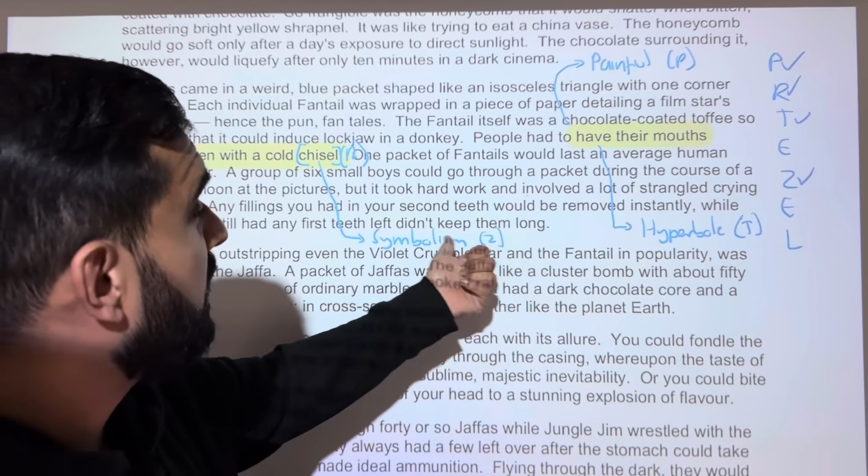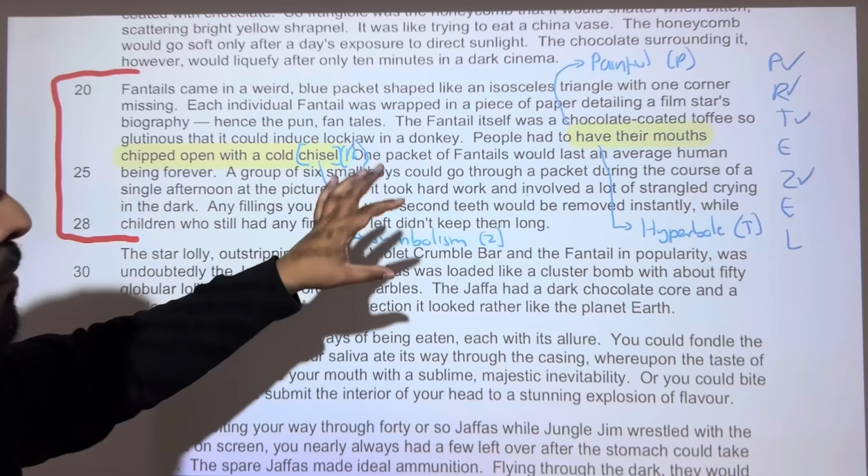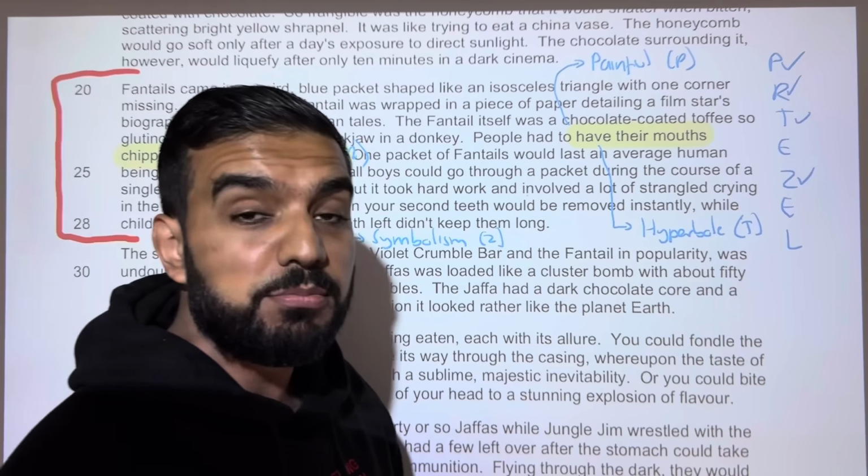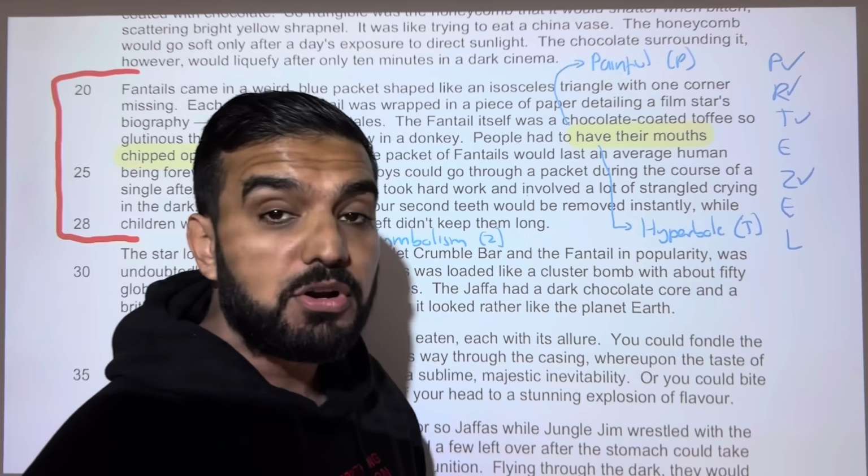For my second quote, guys, maybe I'll talk about how it can give a donkey lockjaw. Maybe I could talk about how any fillings or second teeth would be removed. There's so much in there that talks about the experience of eating fantail sweets. Now remember, if you can't find language devices, just talk about verbs, just talk about adjectives, just talk about nouns. For example, you might just talk about how your teeth would be removed instantly. And you might talk about the adverb instantly. But don't try to pick complicated language devices, wasting time in your exam.